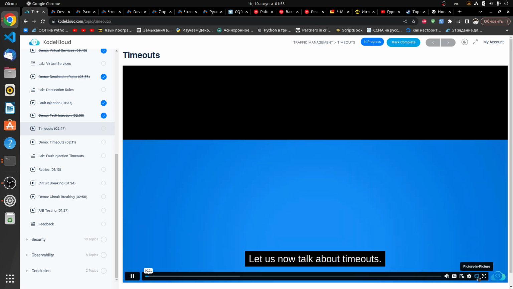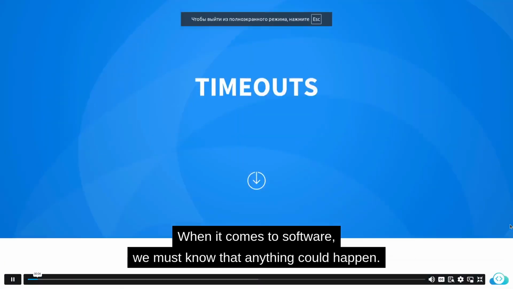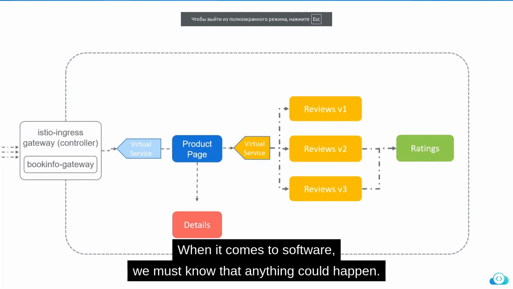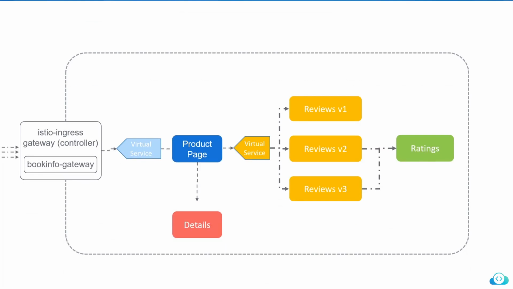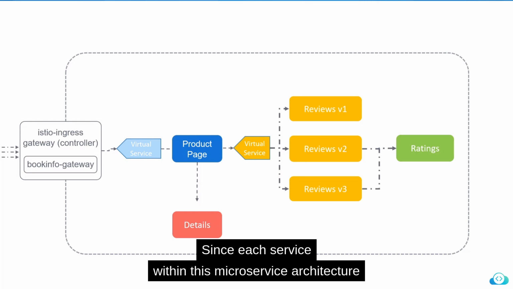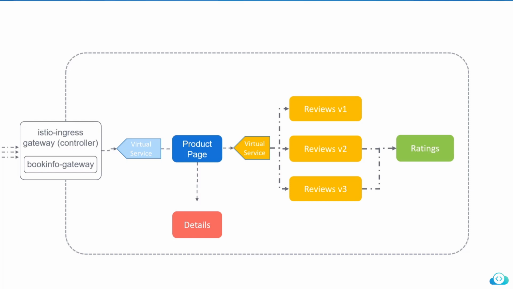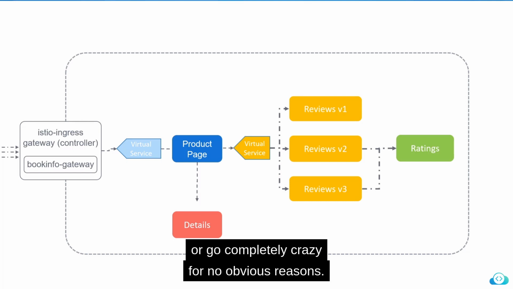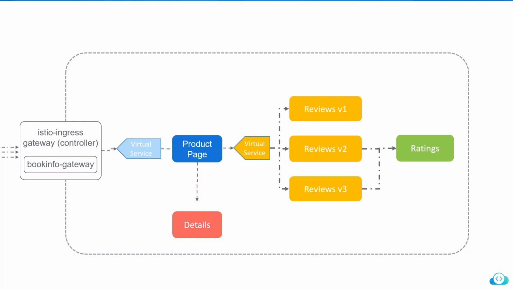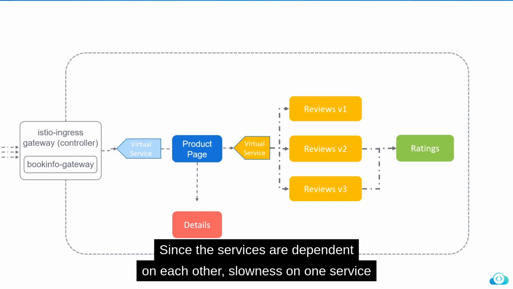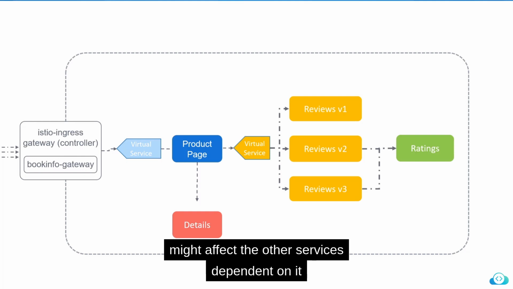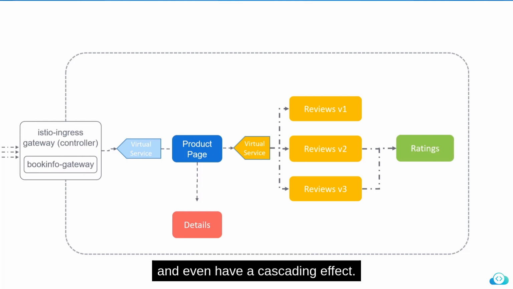Let us now talk about timeouts. When it comes to software, we must know that anything could happen. Since each service within this microservice architecture is a software, we should expect them to slow down, fail, or go completely crazy for no obvious reasons. And since the services are dependent on each other, slowness on one service might affect the other services dependent on it, and even have a cascading effect.